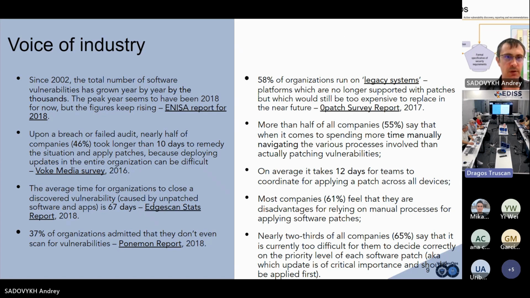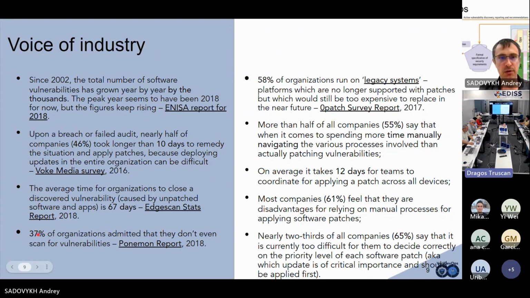in many reports we see that the number of vulnerabilities grows tremendously. We have longer periods of time to remedy situations with breaches and fault audits. Some vulnerabilities take a month or even two months to be closed, some discovered vulnerabilities.